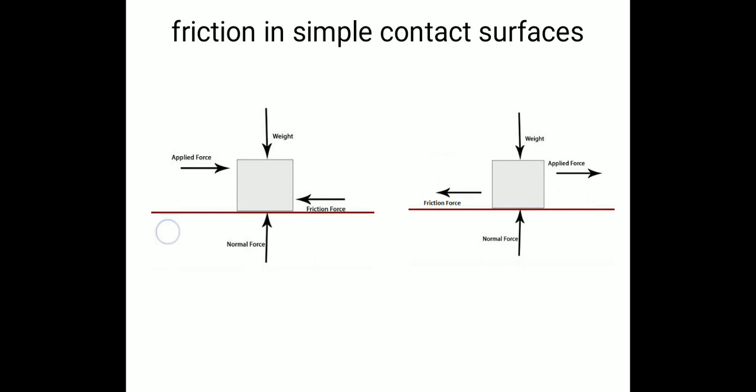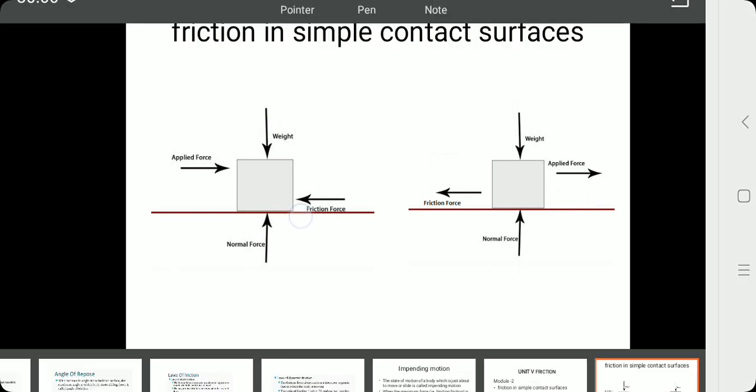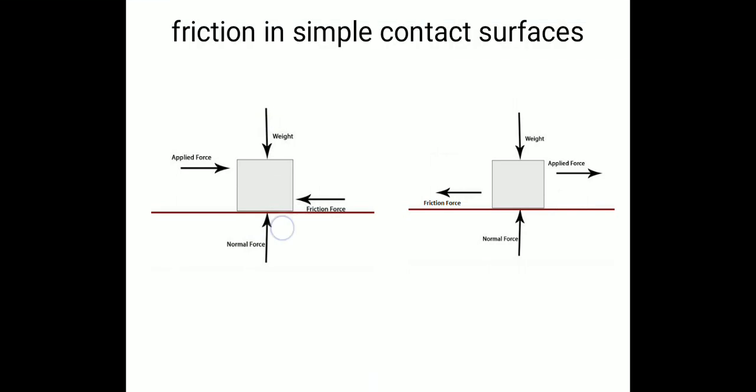Consider a block. A block is placed on a surface. The surface may be smooth or rough. The block will have a self weight W. Again, the self weight is balanced by the normal reaction. If we want to move the block, then we have to apply a force. This will be the applied force, and friction will happen in the opposite direction of motion. So friction will act here.